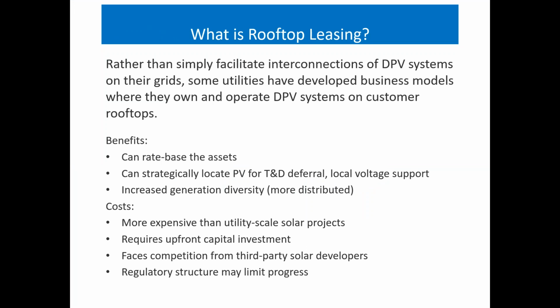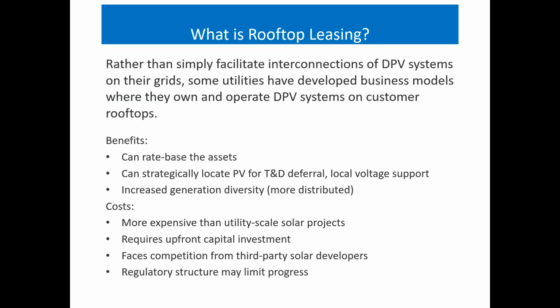So the first model that we're going to unpack a little bit is rooftop leasing. So this is utility-owned distributed PV, or DPV, systems. They generally involve a fixed payment from the utility to the homeowner for the use of their roof, while the utility owns and operates the DPV system to their benefit, and they can also control the assets.